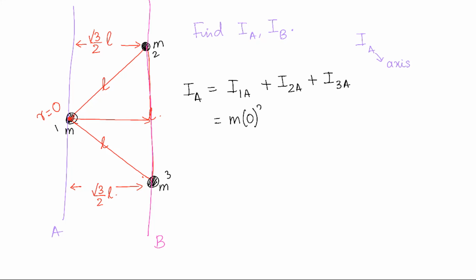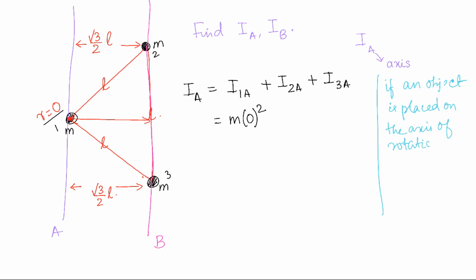M into 0 squared, because the distance from the axis is equal to 0. So right now we can just pause for a second and I can write this down so that you can note it. If a point object is placed on the axis of rotation, its moment of inertia is equal to 0. तो ये जो पहला वाला ऑब्जेक्ट है, इसका मोमेंट ऑफ इनर्शिया जो है, the moment of inertia is going to become 0.